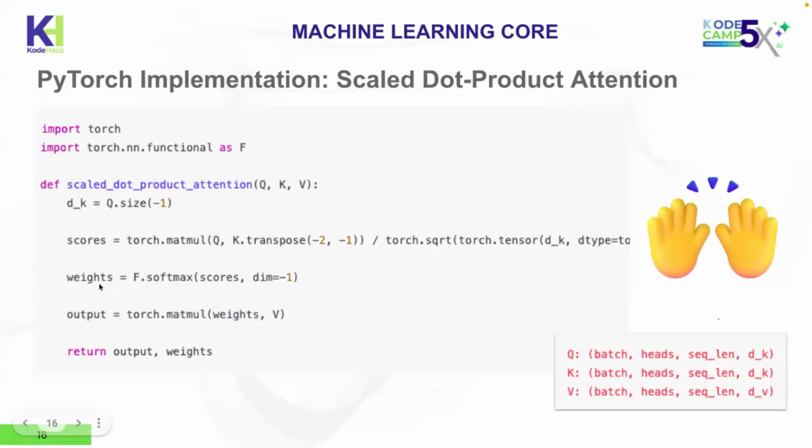Then you run softmax on the scores to get the weights, okay? And then you do a matrix multiplication, a dot product, between these weights, which are the scaled version, and the value, and that gives you the output. That's the scaled thing.